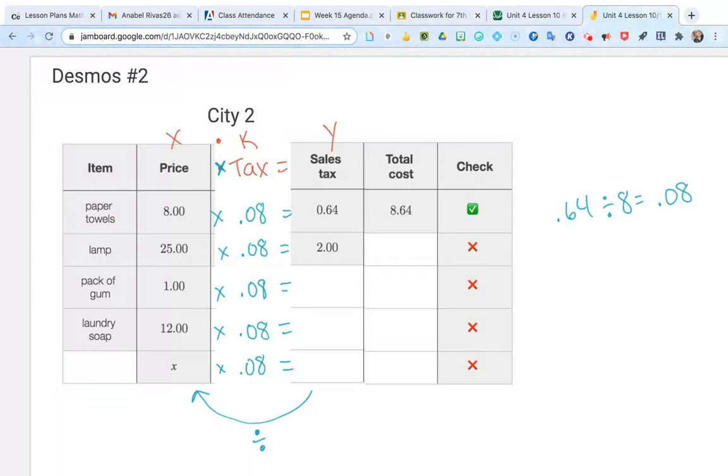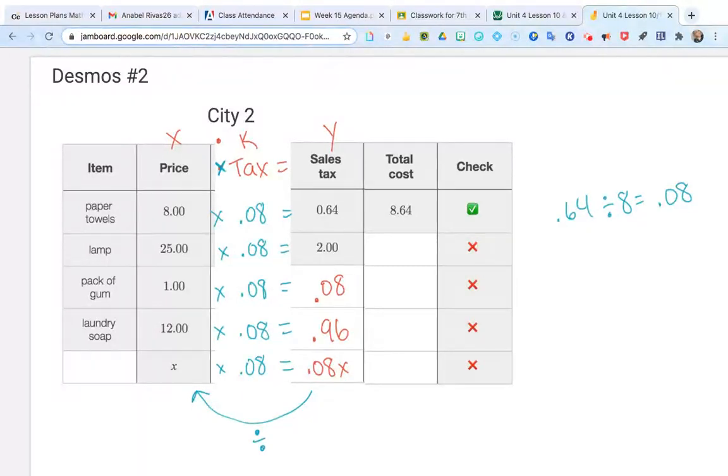All right. So that means 1 times 0.08 is 0.08. 12 times 0.08 is 0.96. And x times 0.08, well, I can just write 0.08 times x, or I can write 0.08x. Be careful, you gotta write 0.08.